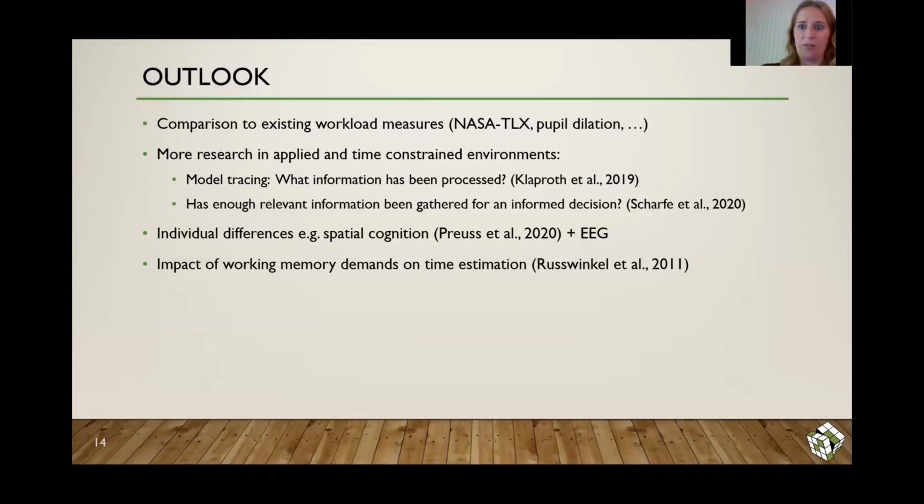Then individual differences would be really interesting to take a closer look on, and Kai Preuss is working on such a cognitive spatial cognition module and looking at strategies of individuals in such tasks, and these are compared with EEG data, and there's some work on the impact of task demands on time estimation. There's a strong impact of that, and a modeling approach that I conducted can explain this combination. So different tasks have a different kind of demand, and that differently impact time estimation.